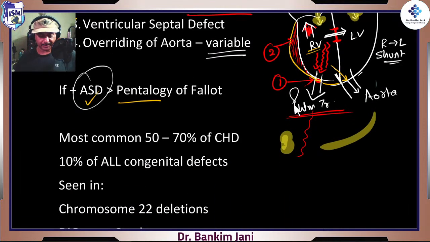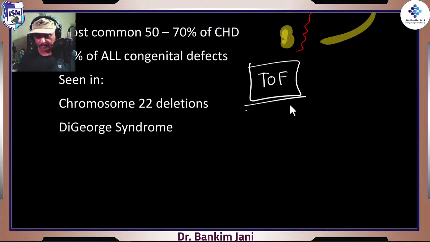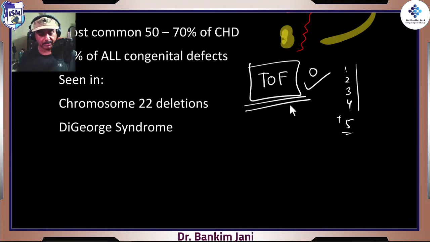So, if ASD, the most common is tetralogy of Fallot, or TOF. You must know this definitely, with all of 1, 2, 3, 4, even the plus 5 of that ASD, because it is the most common. 50 to 70% of congenital heart disease cases are tetralogy of Fallot. 50 to 70%.